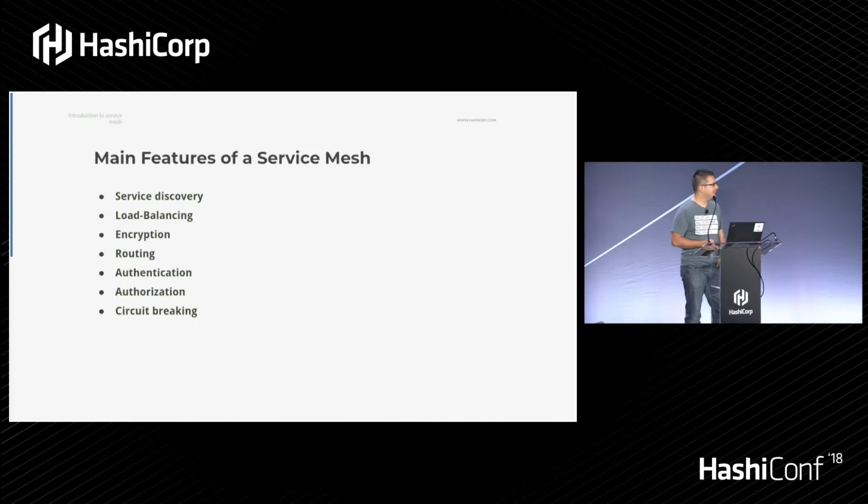Main features of a service mesh. The most important is service discovery, of course, because your application has to reach out to other services, so it has to find out where those services are located. The idea is that you want it to be as transparent as possible. So service discovery means that your service mesh will maintain a list of endpoints available for the remote service you want to reach, and it's going to allow you to get connected to that service.